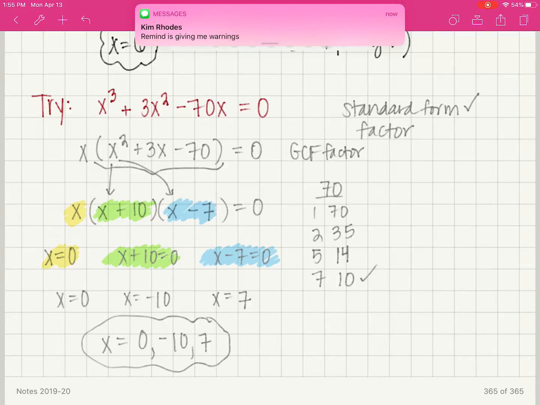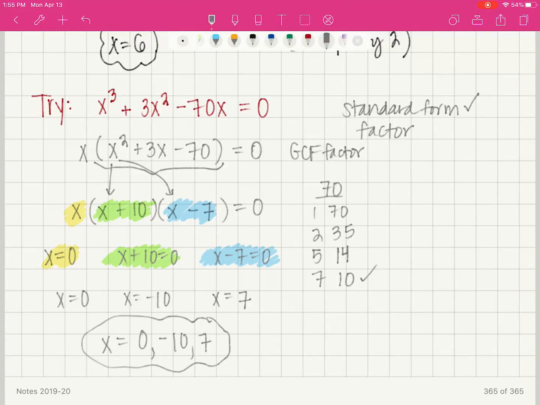And I really don't mind which order you write it in. It is absolutely fine to have 0, negative 10, and 7, or you can have it in any order you want as long as all 3 answers are there. Now, think about that. I said all 3 answers are there.